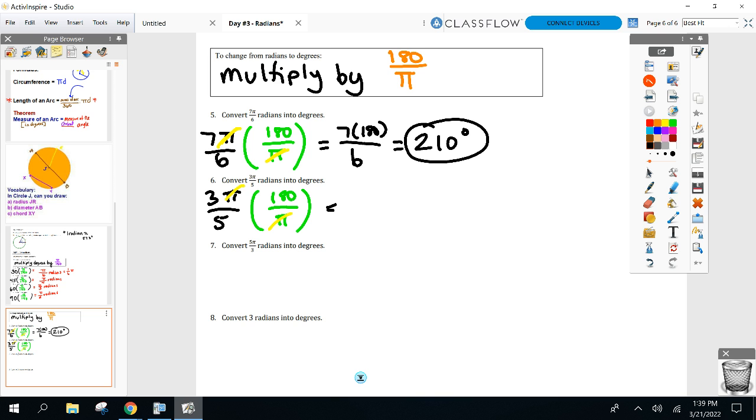Yeah. Oh, I did it wrong. I divided by 3 now. Go, Matt. Go. Yep. Divide it by 5. 108. Good. Good save. 108.